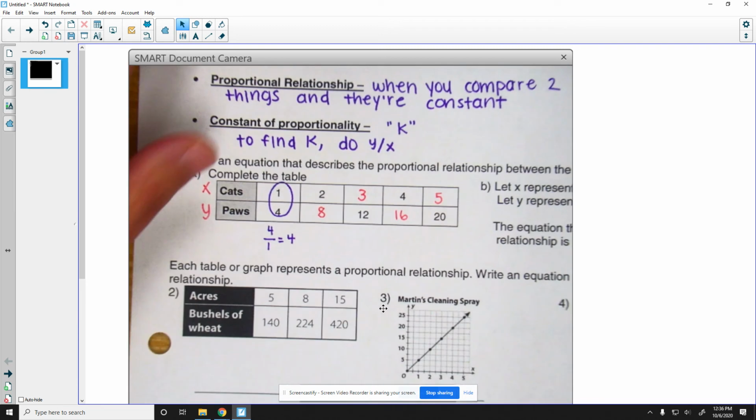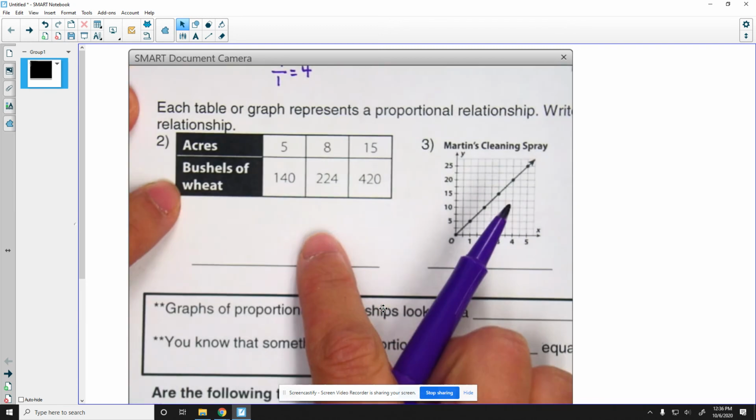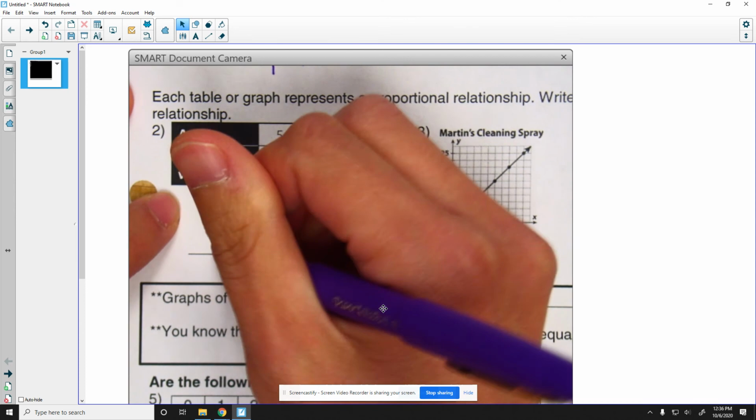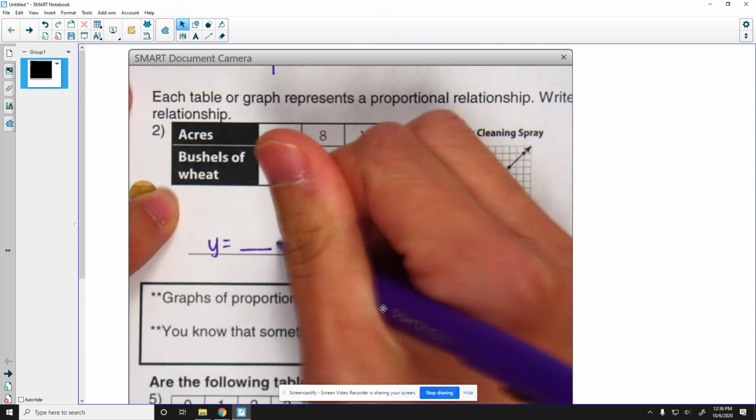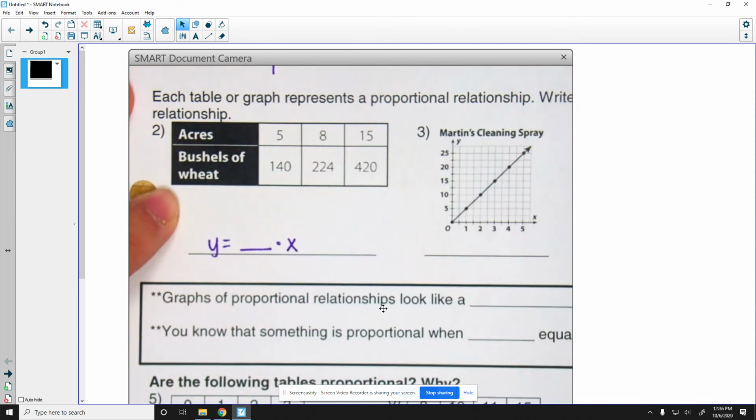Okay, so let's just keep on trying this. Let's do the hard part, okay? Here's another table. I want to write the equation. So remember, my equation is y equals something times x. So that's how I'm going to start.